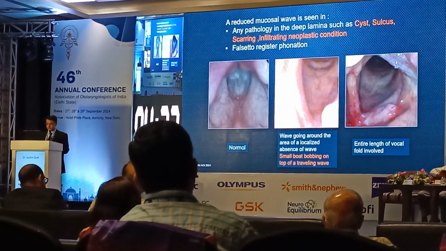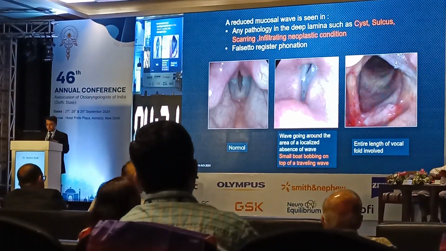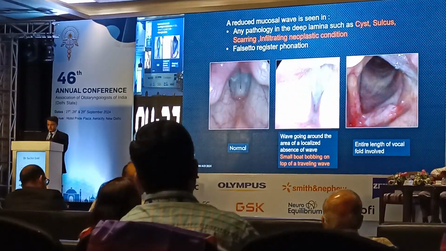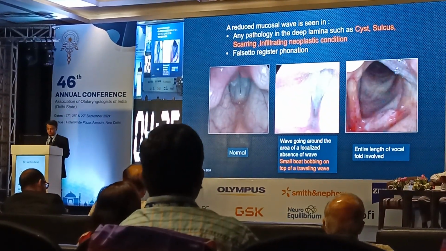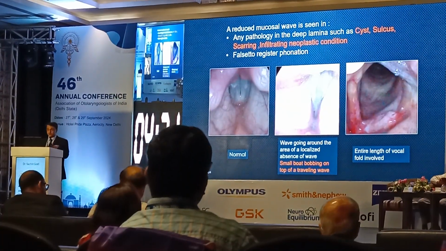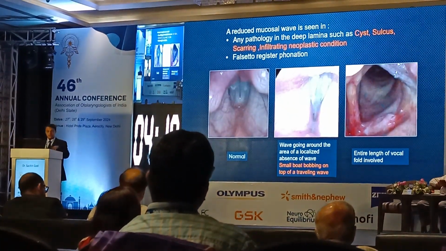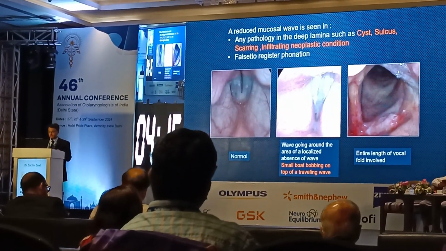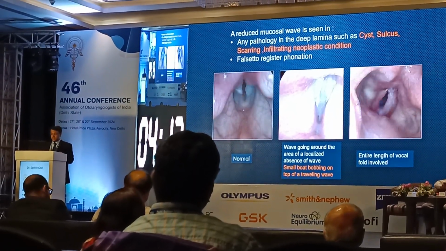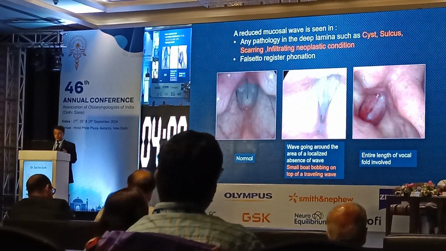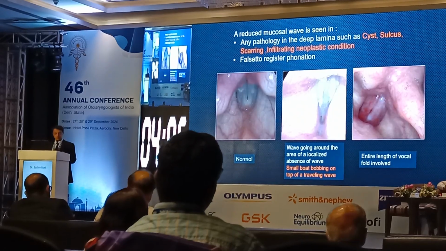However, in this case, you can see a wave which is going around the area of a localized lesion. This gives an appearance of a small boat bobbing on top of a traveling wave. This is a vocal cyst, which itself is not moving, but the mucosal waves around the cyst are normal. Whereas in this case, you can see a complete absence of the mucosal wave on the left vocal fold. This shows an infiltrative pathology of the vocal fold.